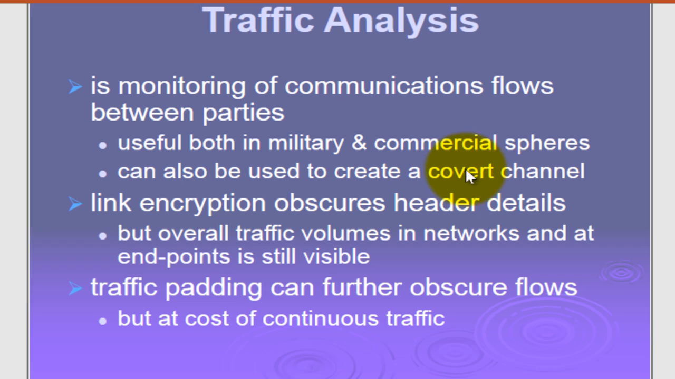It can also be used to create a covert channel. So if you want to gain any secret information, you can also do this traffic analysis. What link encryption does is obscure the header details. It closes the header details, but the overall traffic volumes in networks and at endpoints are still visible. So even if you hide the header, the overall traffic volume is visible. You are only protecting the header.